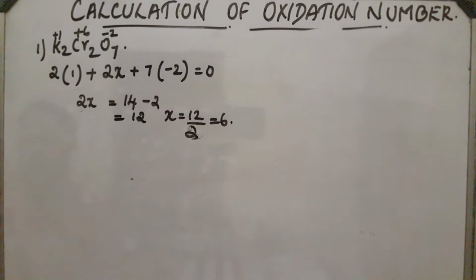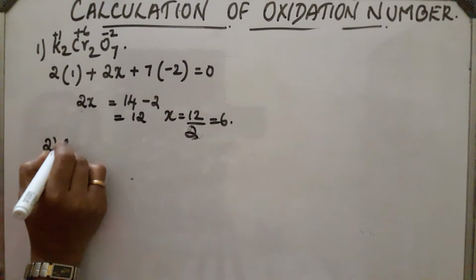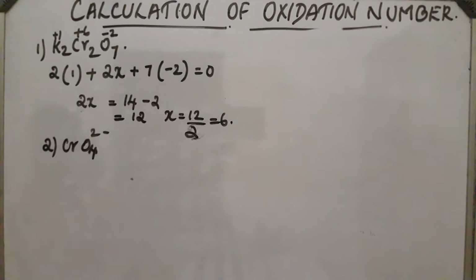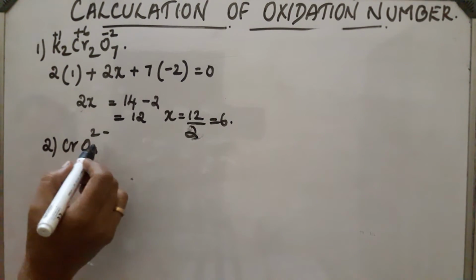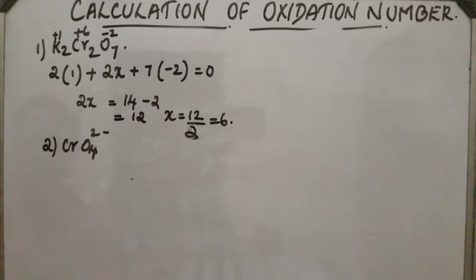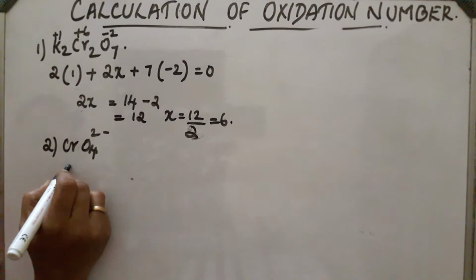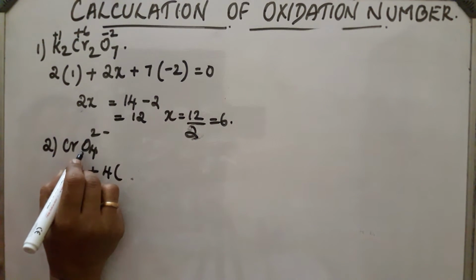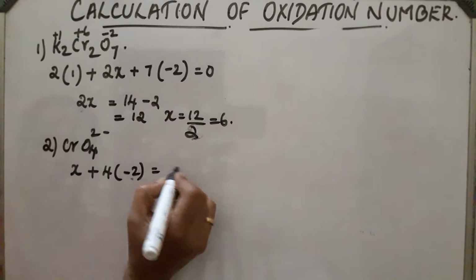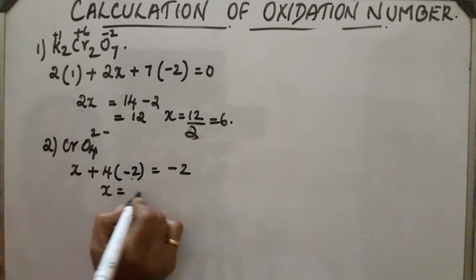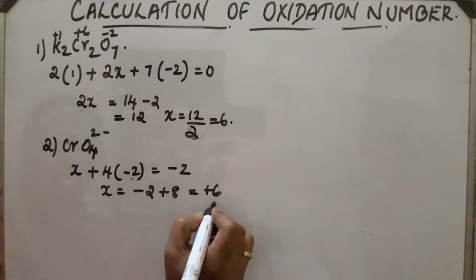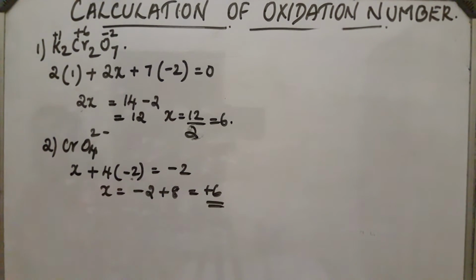Then the next compound, CrO4 2 minus. How can we find? This is an ion, so the algebraic sum will be equal to -2. We don't know chromium, so x plus 4 into the oxidation state of oxygen, -2, is equal to -2. So x is equal to -2 plus 8, which is +6. Here also chromium has +6 oxidation state. Now let us take another example.